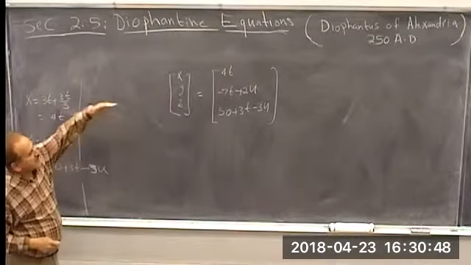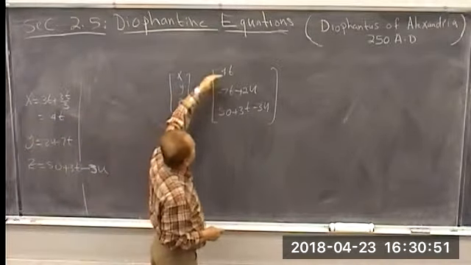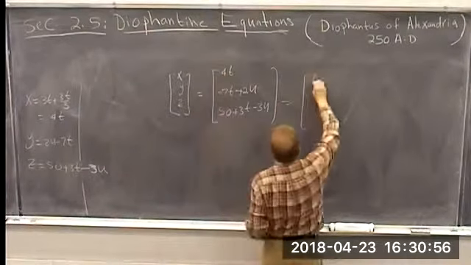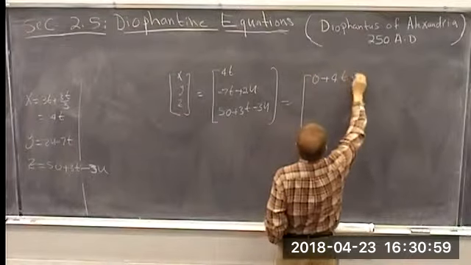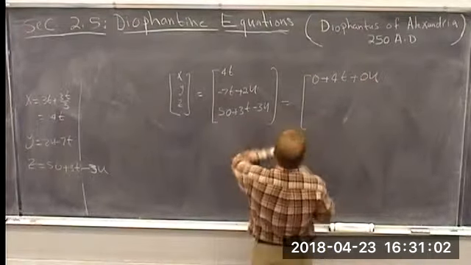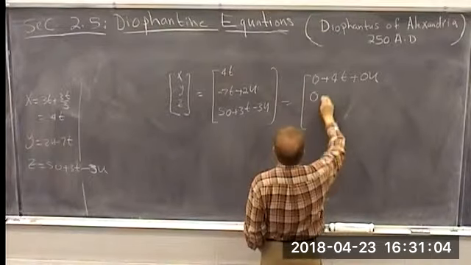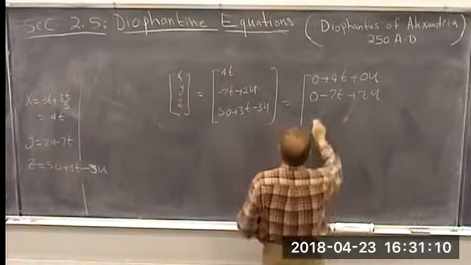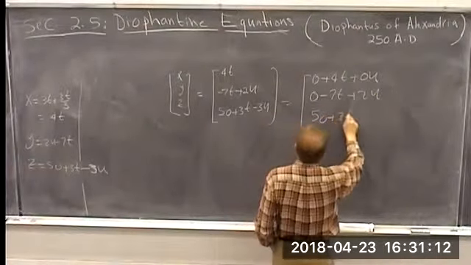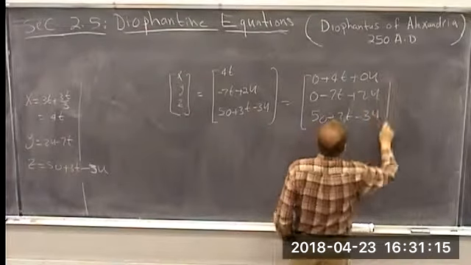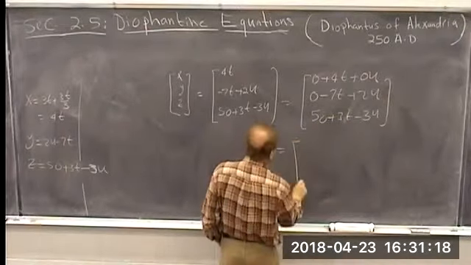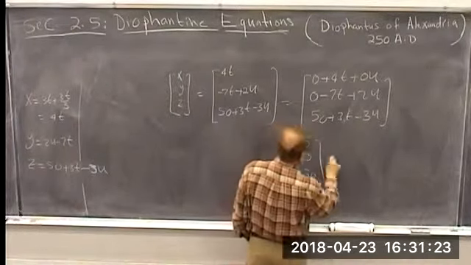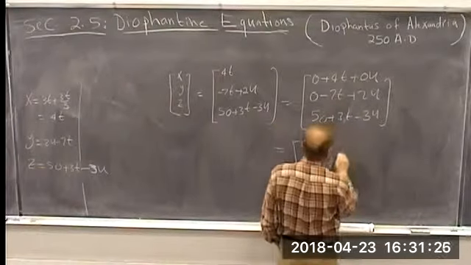If you make each one of these have a constant, a u and a t, you would say this one is equal to 0 plus 4t plus 0u. Make this the same, it has no constant, means 0 minus 7t plus 2u. And this one is 50 plus 3t minus 3u. You can split this into a sum of 3 vectors. And all of these is a multiple of t.